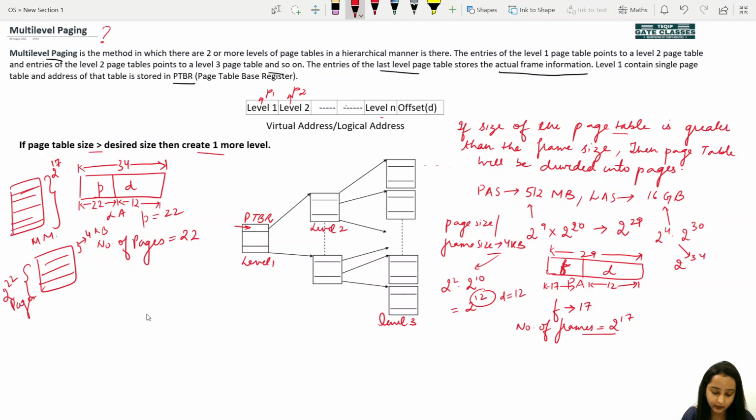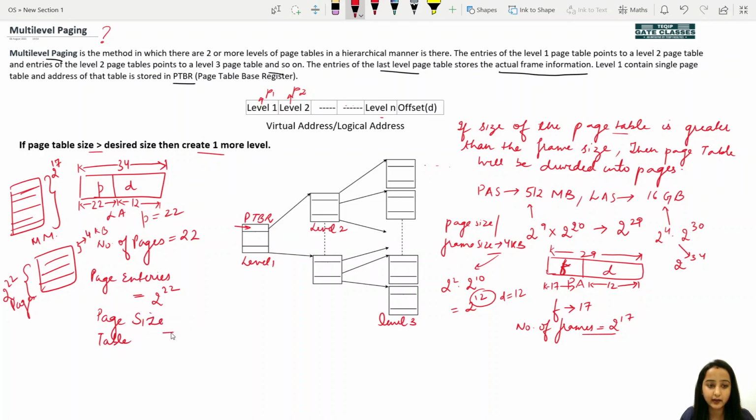So if I have to calculate the number of page entries, can I calculate it? Page entries, how will it be given? It will be given by how many pages are there: 2 raised to power 22. The number of page entries will be the number of pages only, na? That's why 2 raised to power 22. So from here I can find out the page table size.